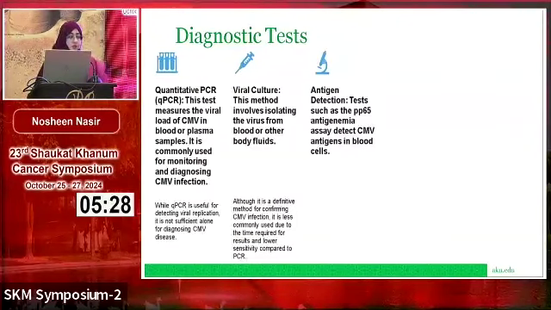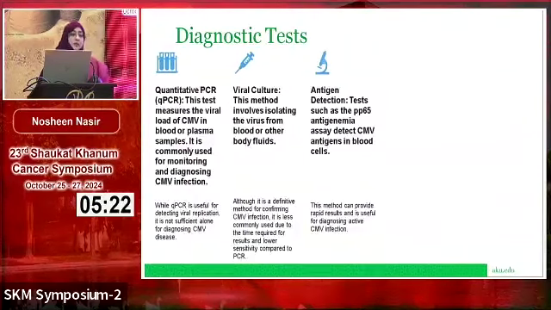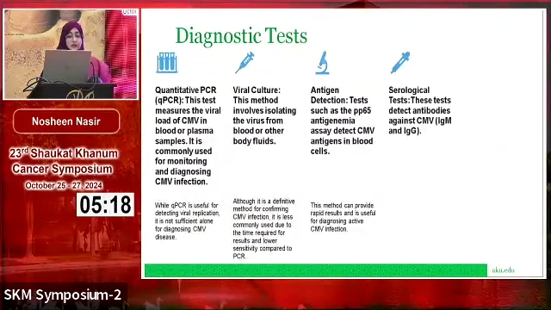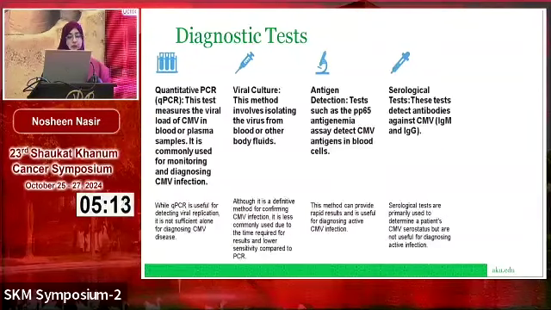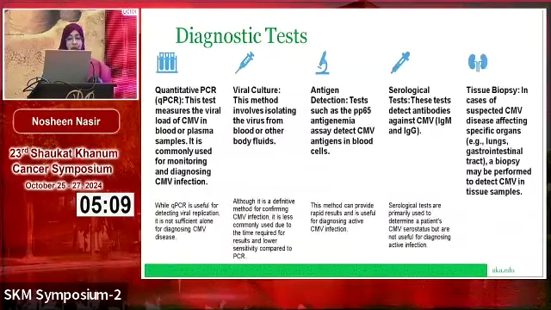In terms of antigen detection, we have the pp65 antigen tests available to us. This can provide rapid results and is useful for diagnosing active infection. Serological tests are only of value pre-transplant, in the workup when you are determining the serostatus of the patient. And tissue biopsy is required for establishing the CMV disease, from whatever the site of infection is.